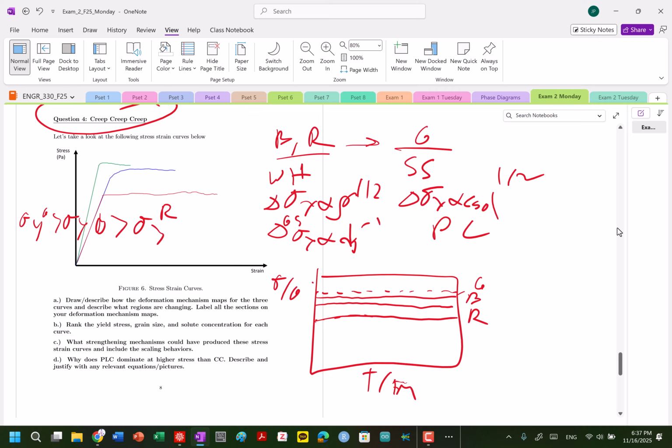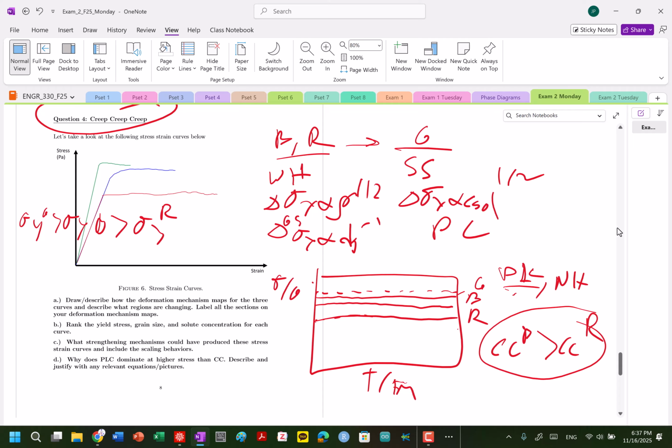Now, if I'm looking at my red, let's say this is my PLC. It will look the same, so PLC is exactly the same. My Nabarro-Herring will probably be the same. But the only difference is for my blue curve, if I was work hardening it, my Coble creep of blue is going to be larger than my Coble creep of red. Now, that's the big difference there. So you can kind of draw that out or explain that out.